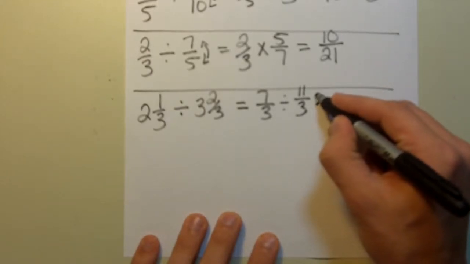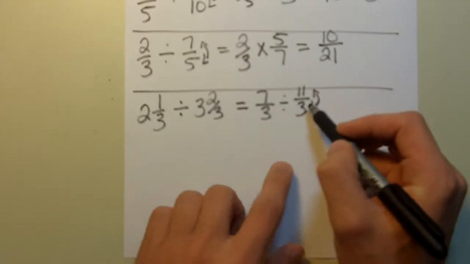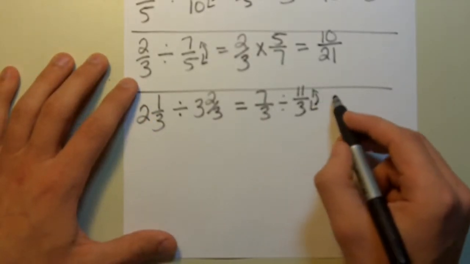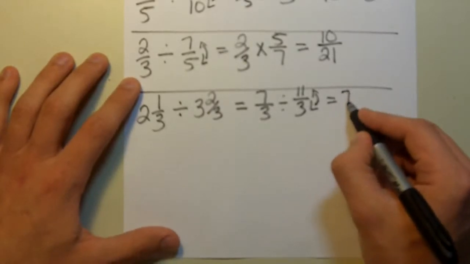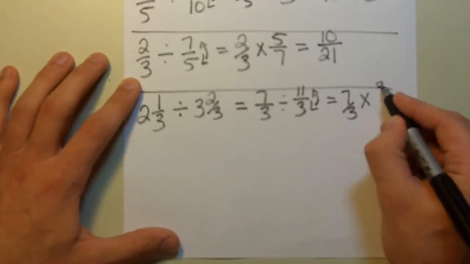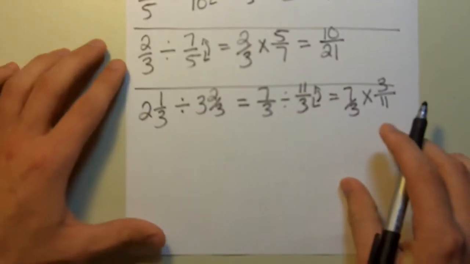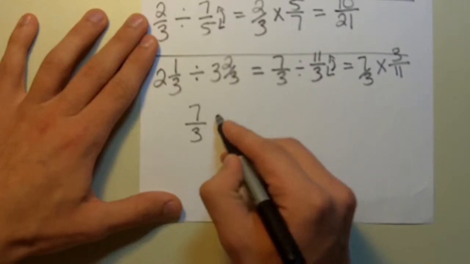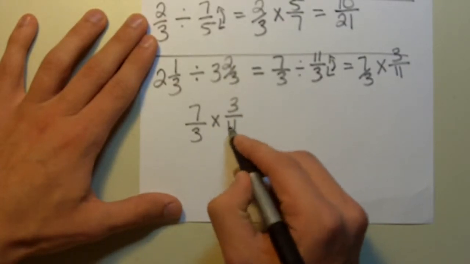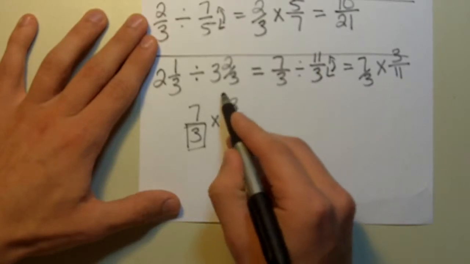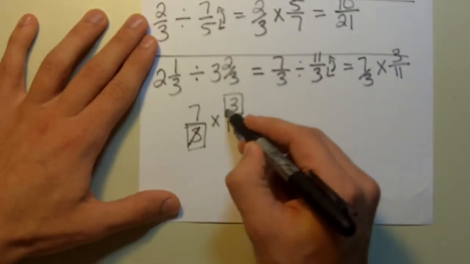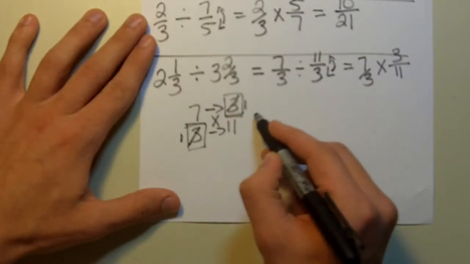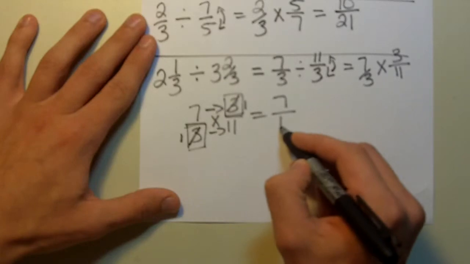Now we have to flip this second term because this second term is dividing the first term here. So it's going to be equal to 7 over 3 multiplied by 3 over 11. Now since our fraction looks like this, I'm just going to rewrite it here. We have a 3 here and a 3 here. What we can do is cross those out so that they both equal 1. And we can multiply right across. This is equal to 7 over 11.